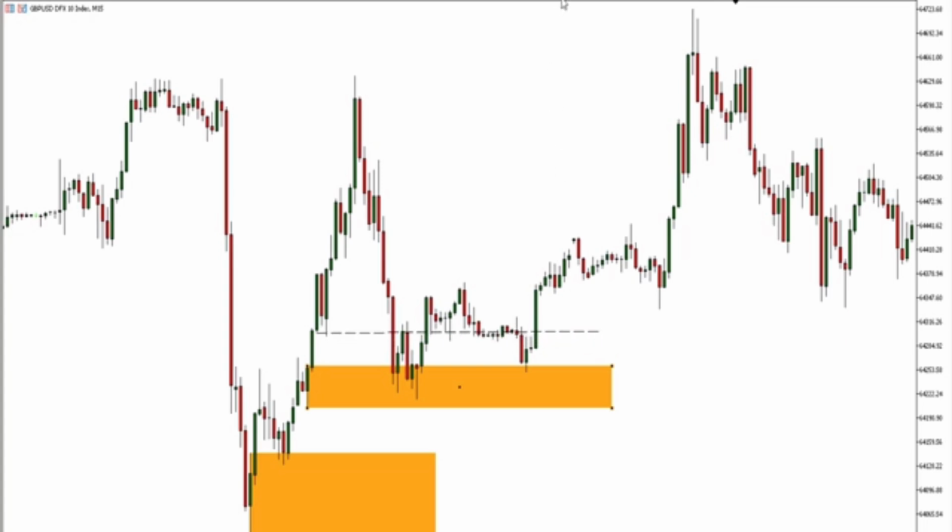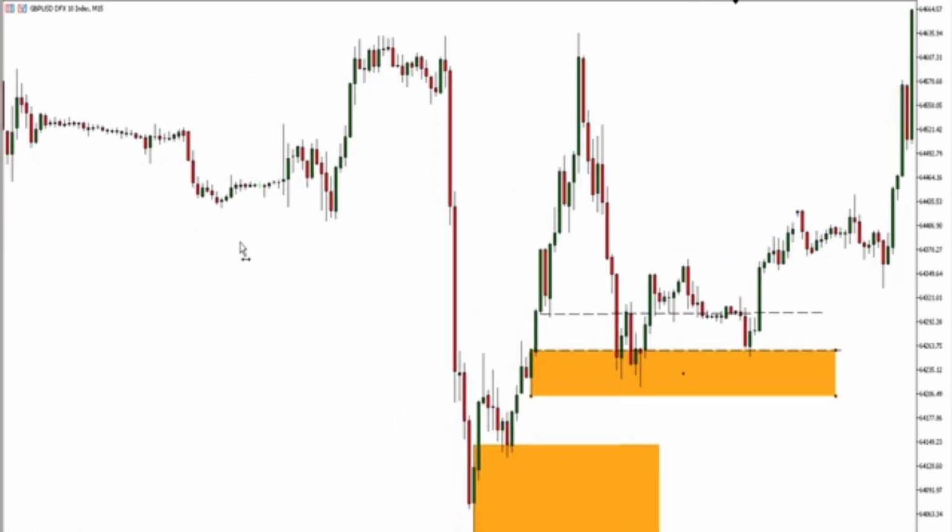If you look at this, you can see an imbalance. Okay, this is an imbalance. Price came back and filled up the imbalance, touched the order block, and then started going up. So guys, this is actually how to use an order block for trade entry. I hope this video is really helpful to some of you to be able to know why some order blocks don't work and why some work.